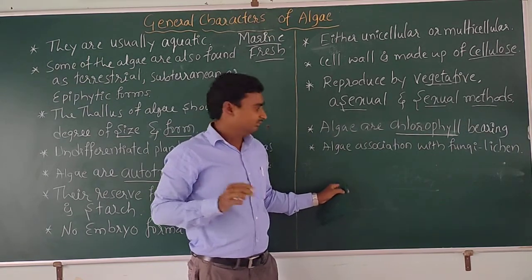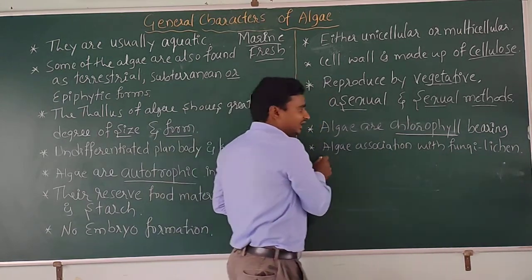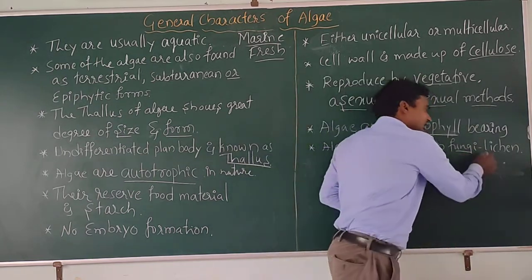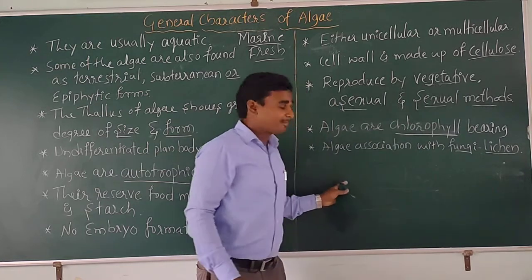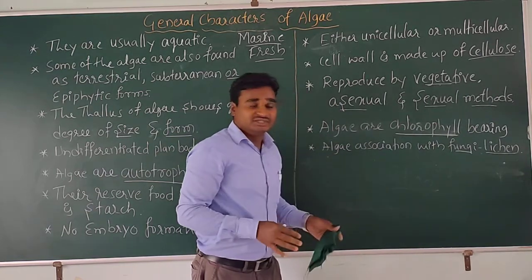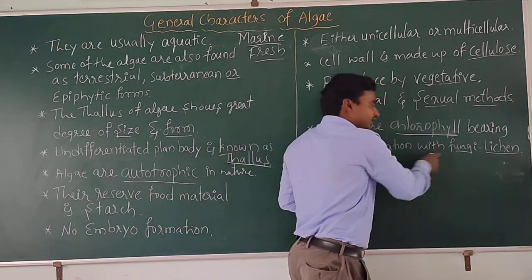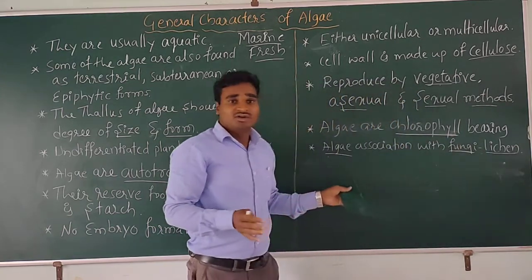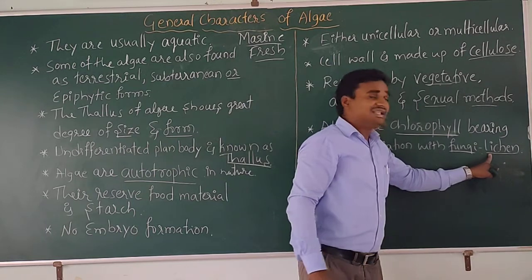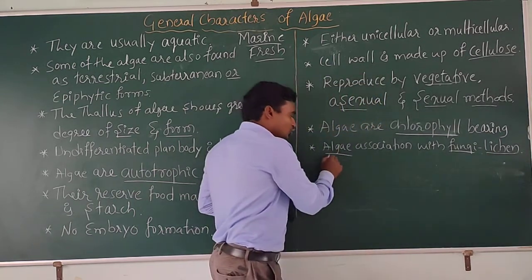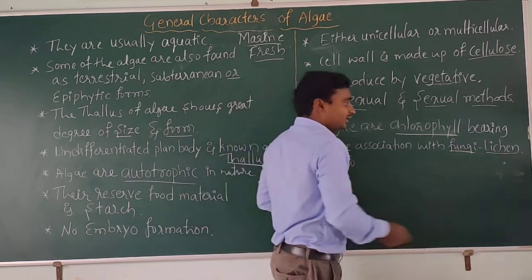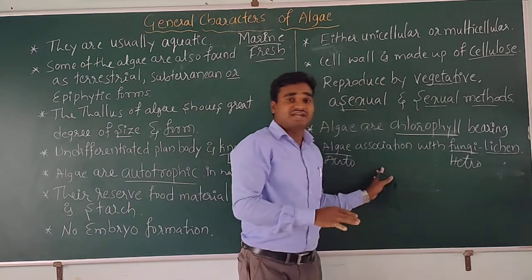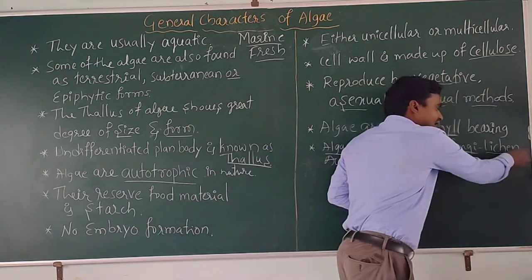The next point is that algae associate with fungi and form lichen. Lichen is also an organism. Lichen means algae are present in association with fungi; this is one organism and this is another organism, and both give a new organism, that is lichen. Algae are autotrophic. Fungi are heterotrophic. Both combine and give the new organism, the lichen.